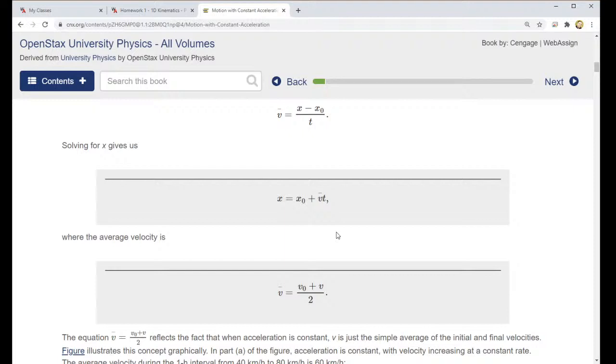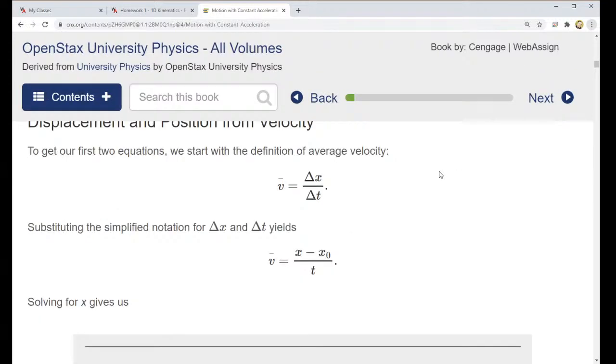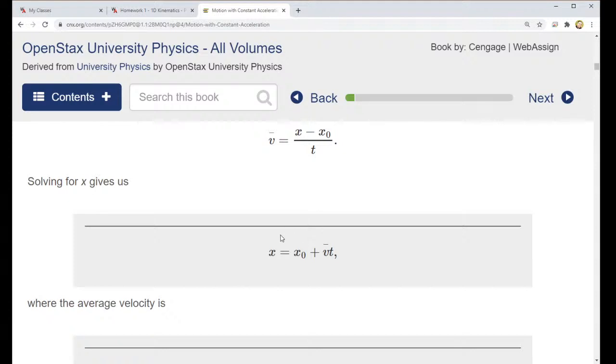So you see equations in here. Here's one of our first principles of motion. Average velocity is a change in position over time. And here they're saying you could rearrange it like this: where you are is where you were plus how fast you were going on average times time.